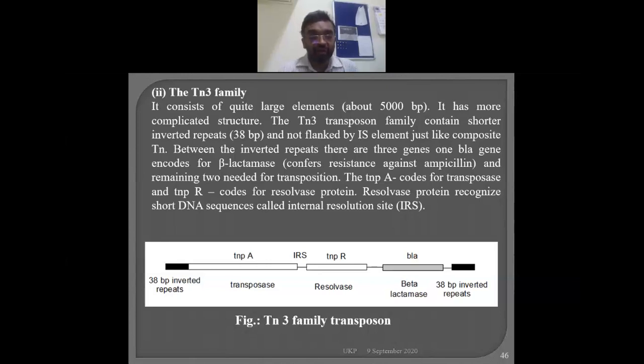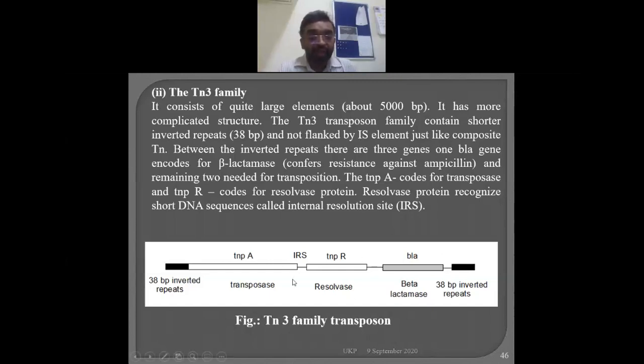What are the components of this? The IS elements are not present here. It has its own inverted repeats. For example, I am showing you the TN3 family transposons. Here there is a 38 base pair inverted repeat, meaning 38 base pairs are present here, and in inverted fashion it is also present, meaning the structural composition is the same as far as these ends are concerned. The only thing is that they are running in opposite direction, inverted.